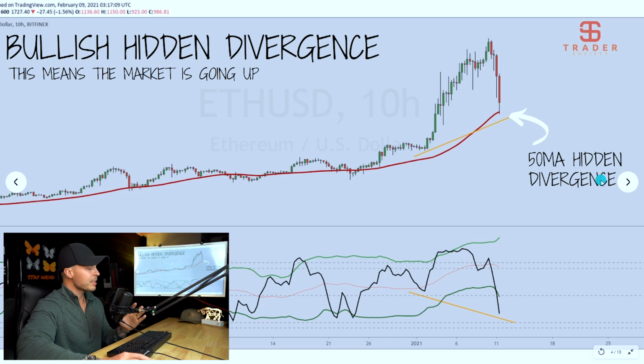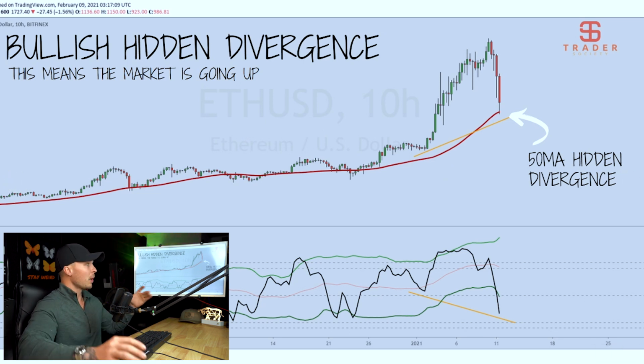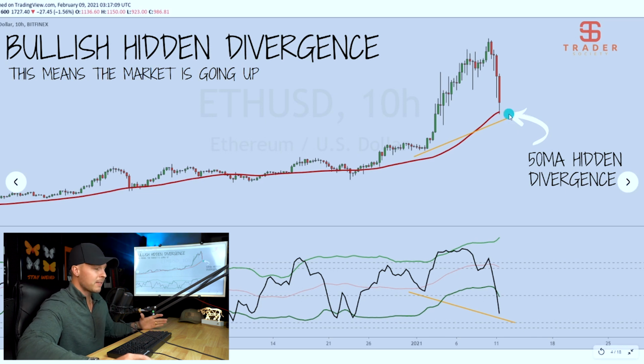So, as you can see right here, we are on Ethereum USD, the 10-hour time frame. So this works on any time frame, okay? And that's the kind of crazy part of it. But right now, we're on the 50 moving average. As you can see, we already kind of wicked off a little bit. And this isn't the best example because it's not the greatest retracement, but still it is hidden divergence.